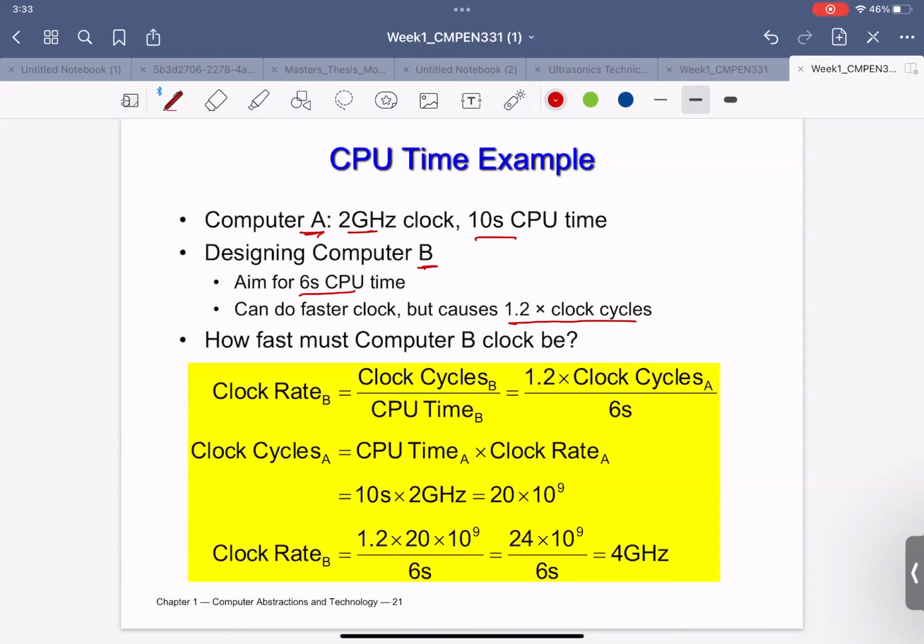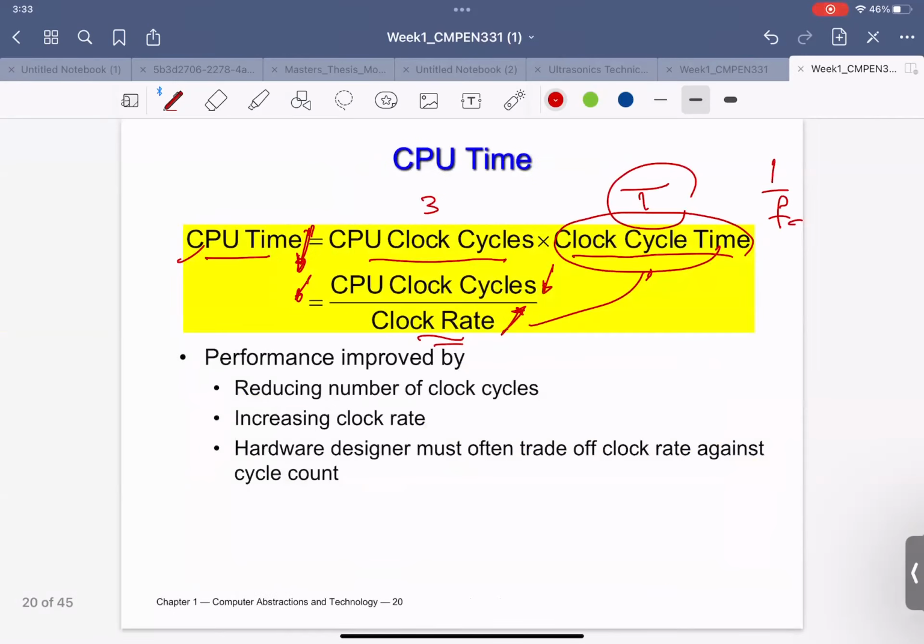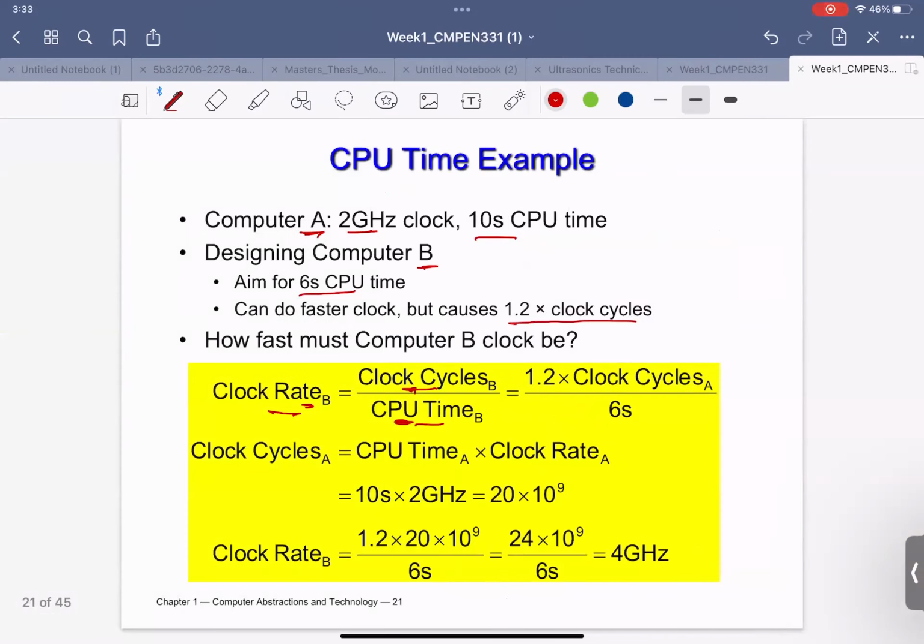Just apply the same equation that we have. The clock rate is equal to the clock cycles divided by the CPU time. What we had earlier, CPU time is equal to the clock cycles divided by the clock rate, is exactly the same thing. You can put this here and this here. This is just an easy thing to do. Okay, so this is for B.